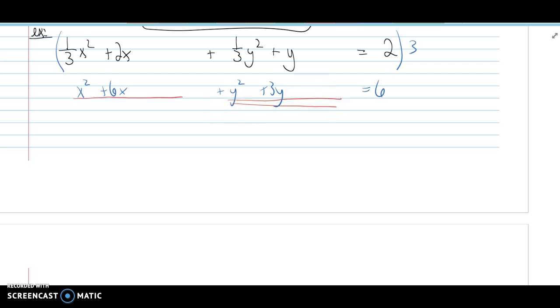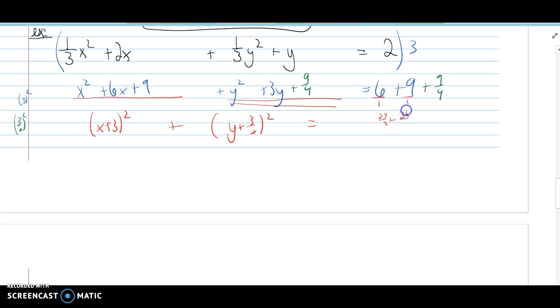X's are a little bit simpler because this is an even number. Half of 6 is 3. 3 squared is 9, so we're adding 9 to complete that square. For the y's, we're going to take half of 3, which is 3 over 2. When we square that, that means we're adding 9 over 4 to both sides. This is going to factor as (x plus 3) squared. This is going to be (y plus 3 halves) squared. And then getting common denominators, 6 would be 24 over 4, 9 would be 36 over 4, plus 9 over 4, and if we add all those together, we get 49 over 4.